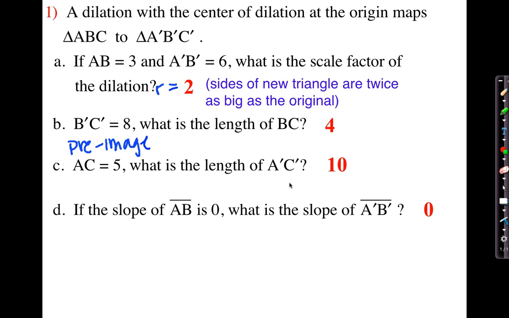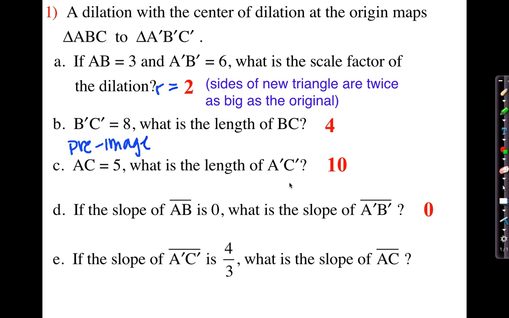So E, if the slope of segment A prime C prime is 4/3, what's the slope of segment AC? Again, the slope never changes no matter which of the 4 different transformations we use. So if the new slope of the image, A prime C prime, is 4/3, then the slope of the original line segment was 4/3 as well.